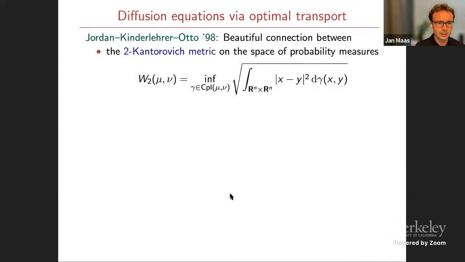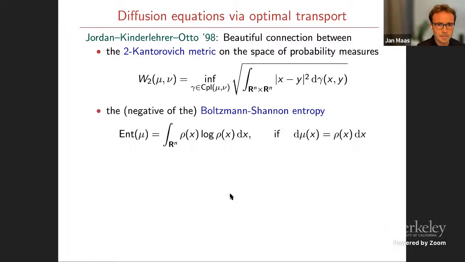Okay, and then what we already saw in Michaela's lecture is that there is a very beautiful connection to PDEs, to diffusion equations, which goes back to the work of Jordan, Kinderlehrer, and Otto at the end of the 1990s. And this involves a very particular optimal transport problem, namely the one where the cost function is the square of the distance, which corresponds to the so-called Wasserstein or Kantorovich metric on probability measures. So this is the optimal transport problem with the quadratic cost function.